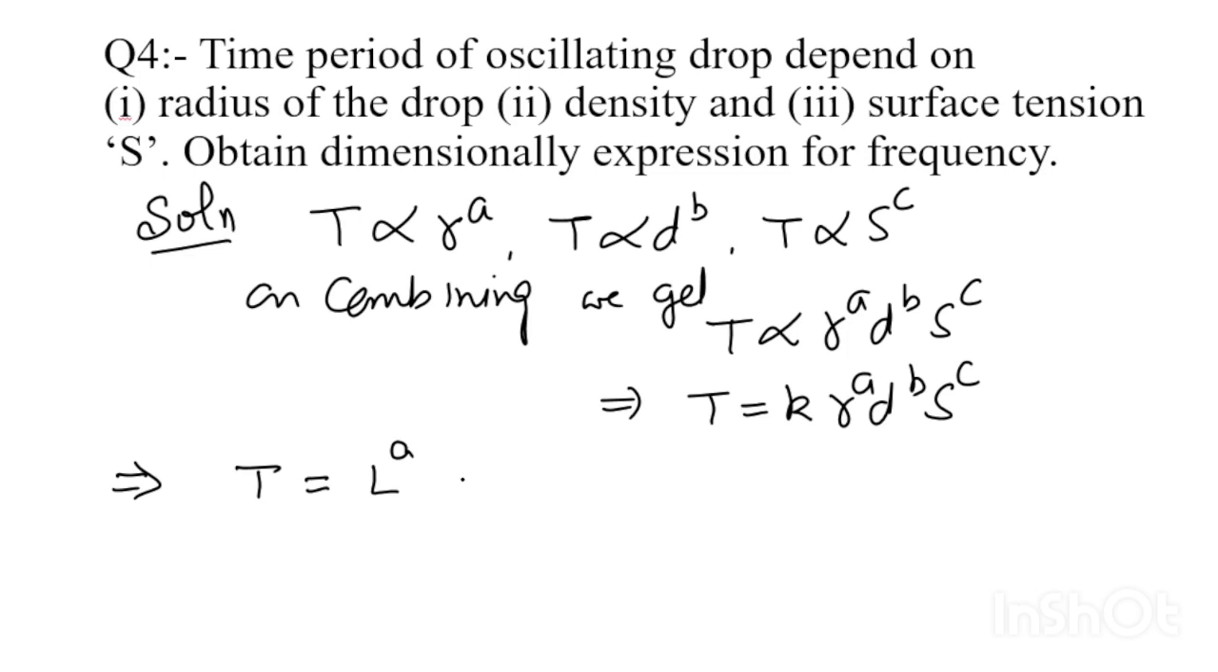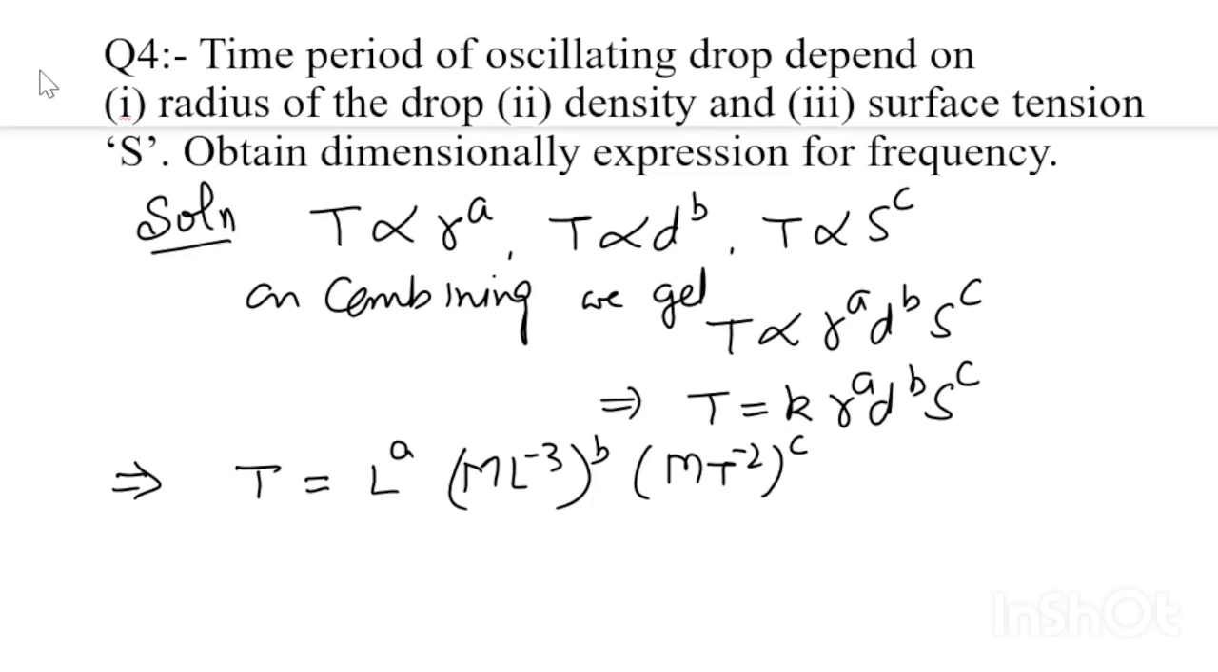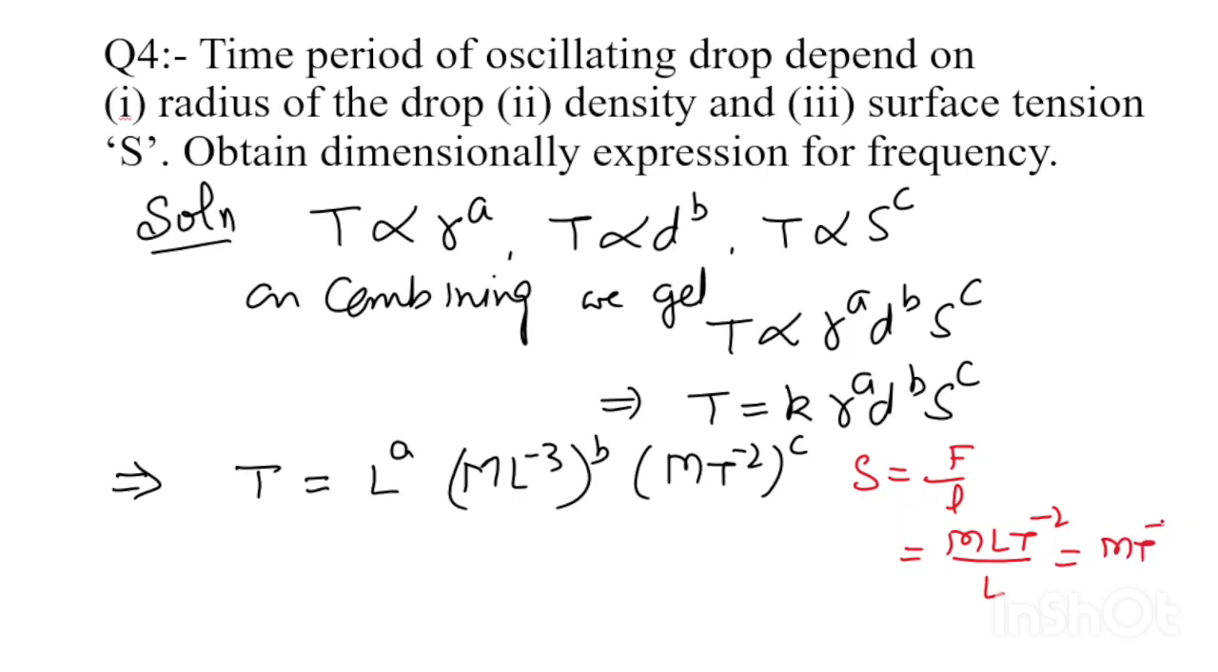So we write power a, density m L minus 3 and power b, surface tension m t minus 2 power c, because surface tension S is equal to force upon length, and this force is m L t minus 2 upon L, and this cancels, so the dimension is m t minus 2. So the dimension of surface tension is m t minus 2.